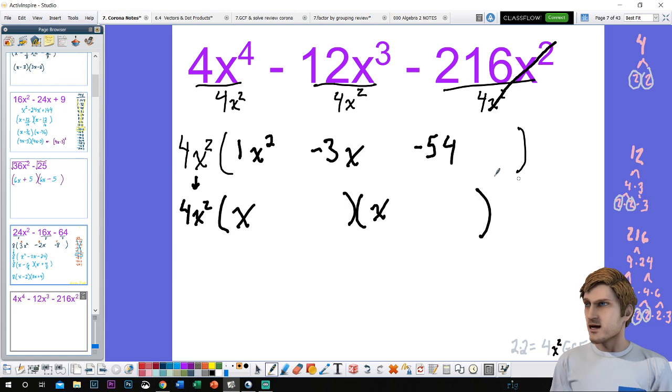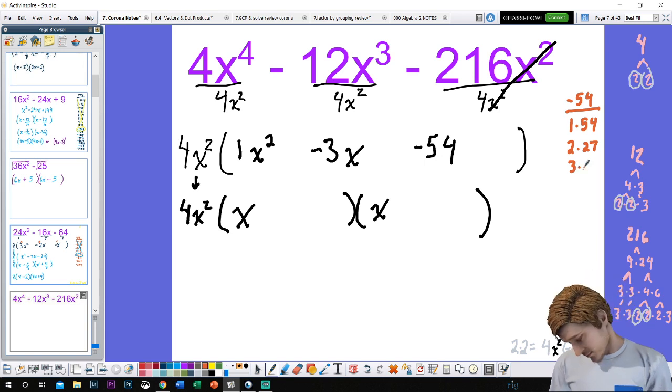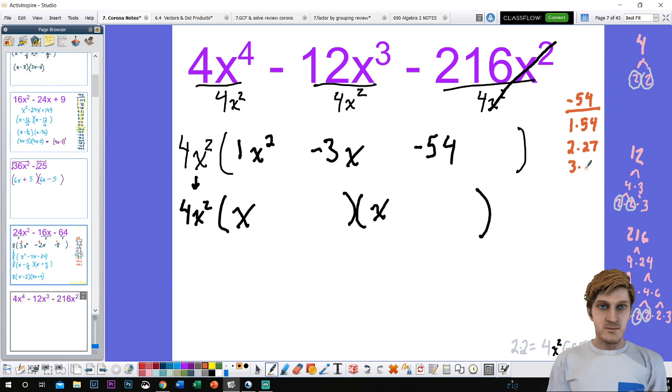Finally, I've got to take my California numbers, which I haven't done yet. So 1 times negative 54 is going to go here. So my California number, negative 54. I start with 1. Yeah, that works. Does 2 work? Oh yeah. How about a 3? Definitely. So I do, in case you don't know, you just do 54 divided by 3 in the calculator. That'll give you 18.